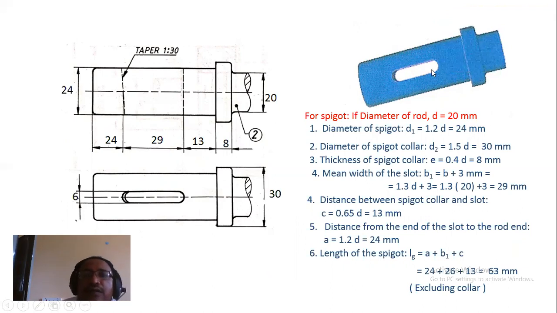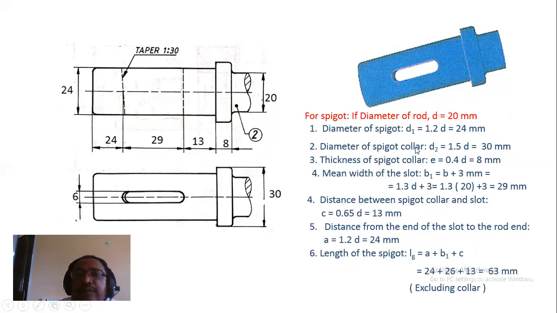And this is the spigot. This is the rod end. This is the spigot end. This is the slot that is provided. This is the collar. This is the diameter of the spigot, represented by small letter d1. It is 1.2D, which is 24 millimeter.